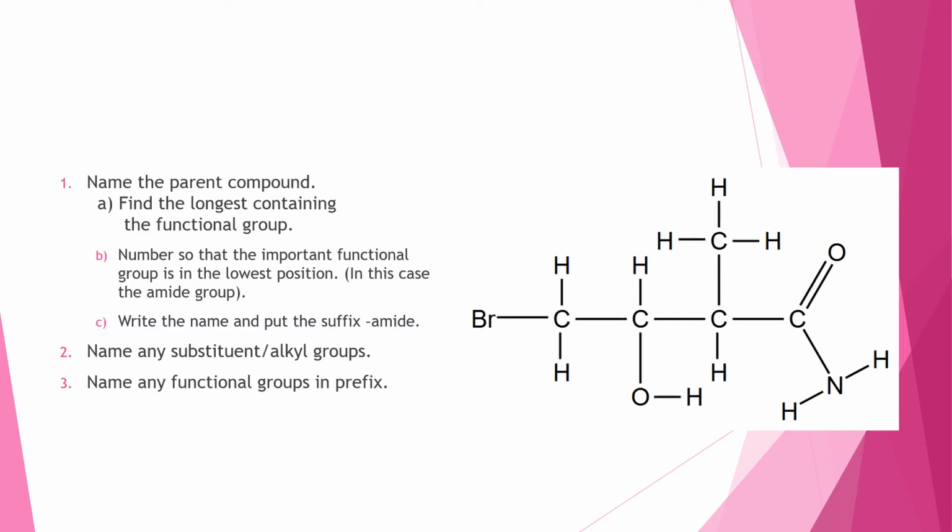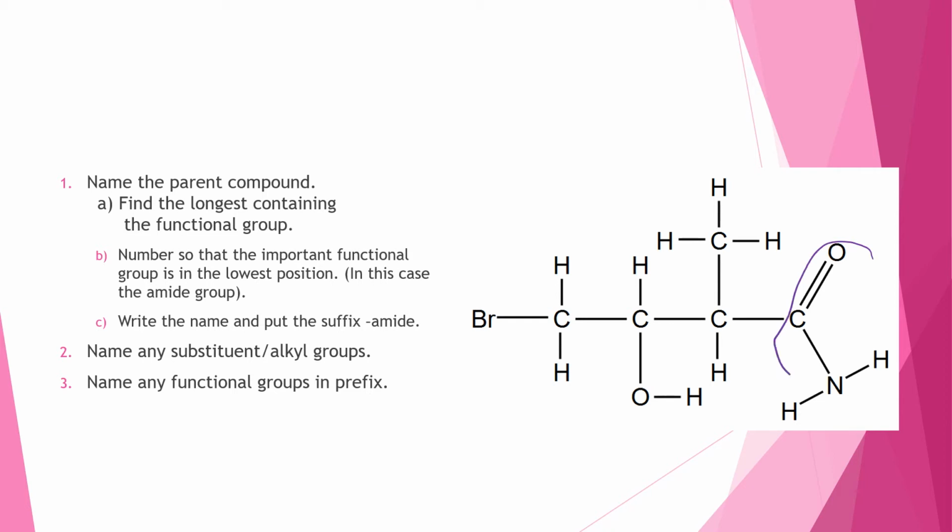Name the parent compound and find the longest chain the functional group is attached to. Now the amide group will always be in the lowest position, and you write the suffix amide. You don't have to put a number in. Name any substituent or alkyl groups present, and name any groups in prefix.